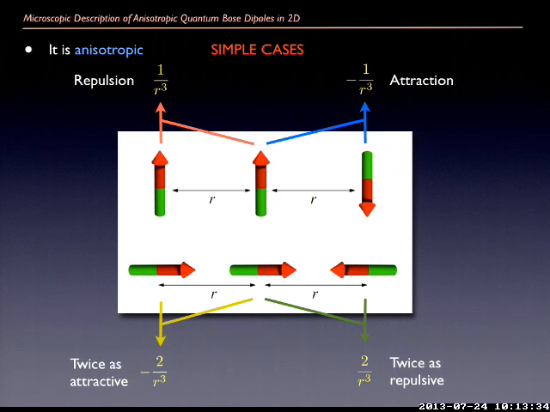Also, if I put dipoles like that, head to tail, the interaction is attractive, but it's twice as attractive as before. And if we put them in front of each other like that, then it becomes repulsive, also with a factor of 2. So you see that the orientation in the system is really relevant in that sense.